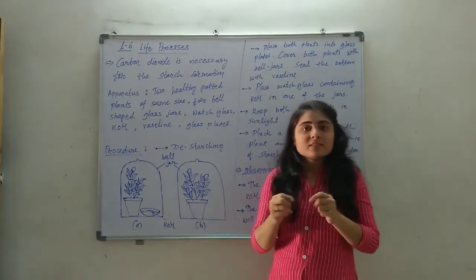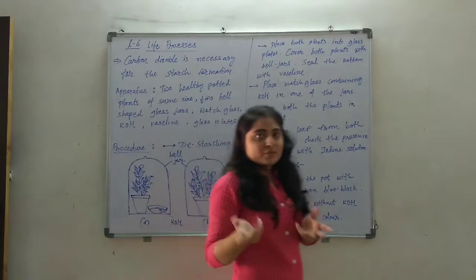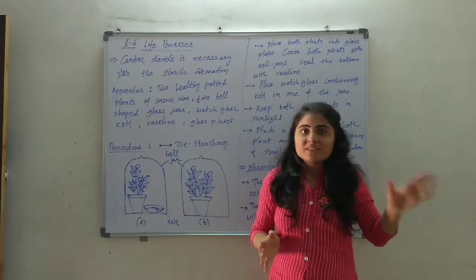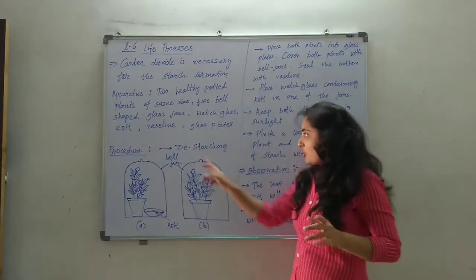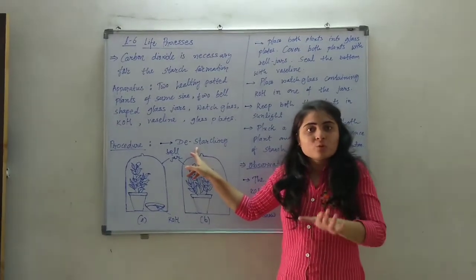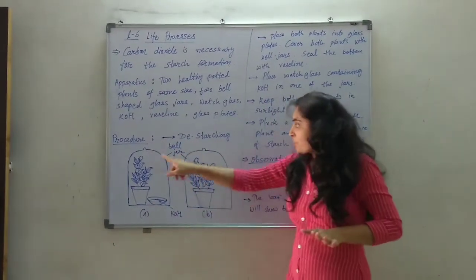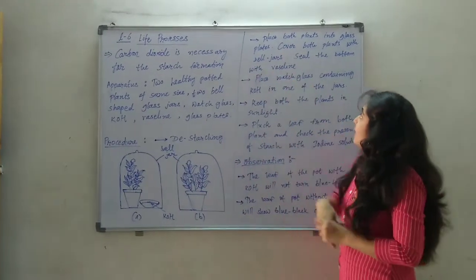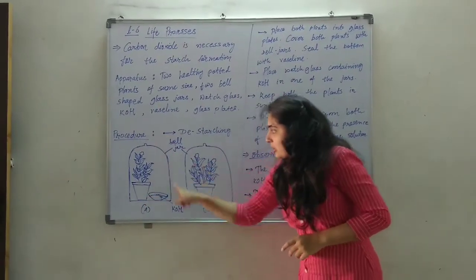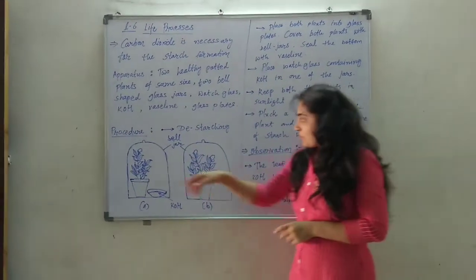The first step of our experiment is the destarching process. We have seen already that destarching means removing the starch which is already present in the leaf from the previous photosynthesis process. So we keep both plants in a dark room for 2 to 3 days, which will use up all the starch formed inside the leaf. Next, place both plants on glass plates and cover the plants with the bell-shaped glass jars.